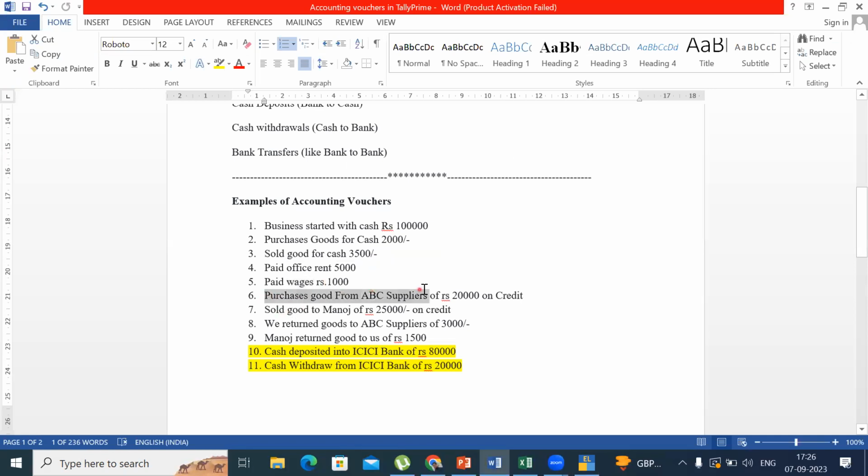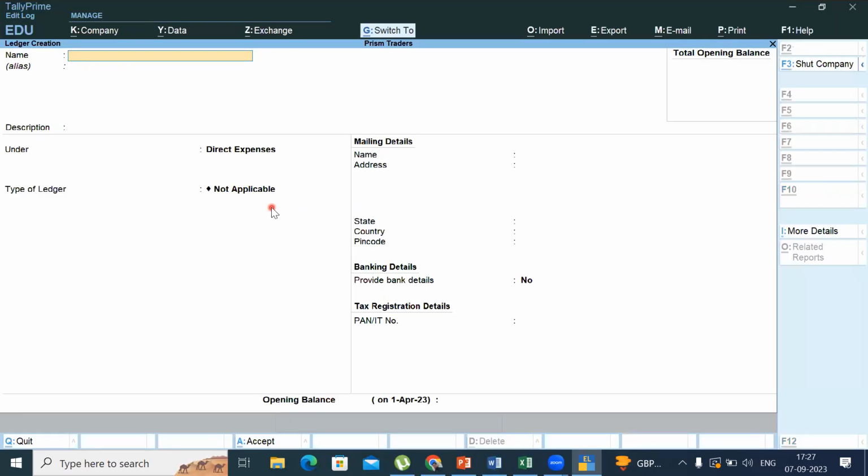Again, see the sixth one, you can read the sixth one once. Purchased goods from ABC suppliers on credit. Purchase we already created. Just create the ABC suppliers. Just type ABC Suppliers.